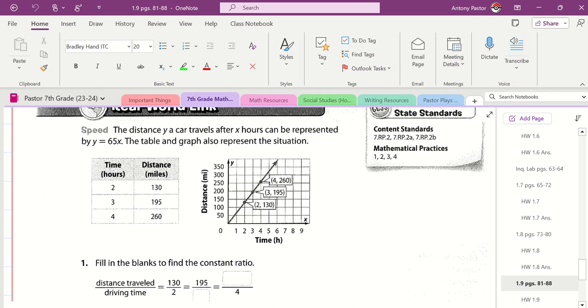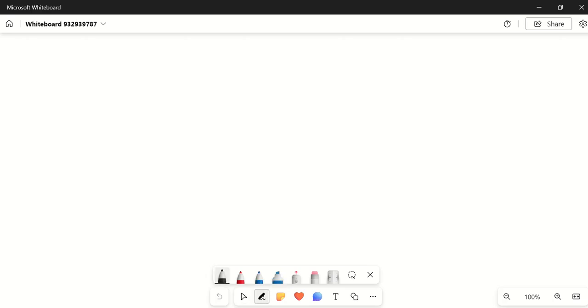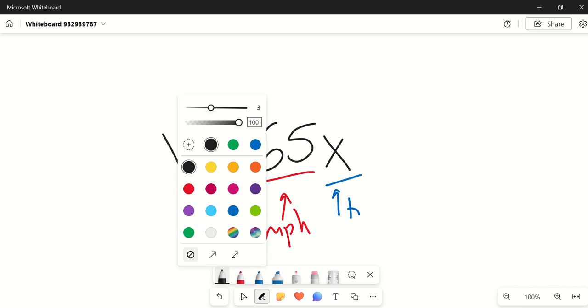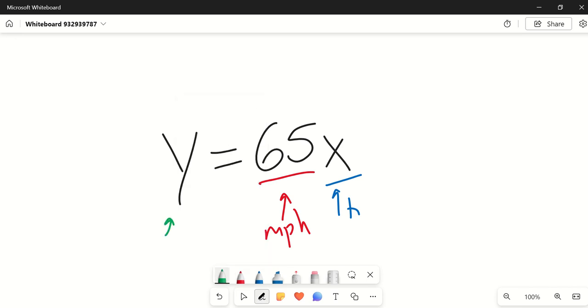So we would plug these things in. Y equals 65x. Again, 65 represents the speed, so this is miles per hour. X will represent hours. How many hours are we traveling? Y will then represent how many miles traveled.